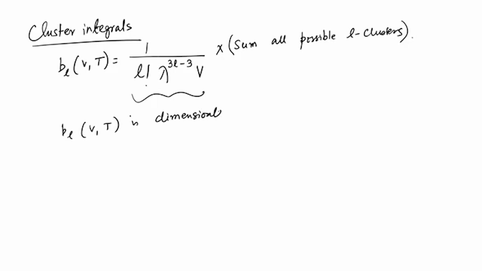So, this prefactor is important and it is chosen such that your b_L(V,T) is dimensionless. And you will see that this lambda to the power 3L minus 3, well, lambda is of course the thermal de Broglie wavelength, and for L equal to 1 there is no term of lambda. From the second term onwards, there is a lambda cube and then there is a lambda 6 and so on and so forth. We will see that soon.